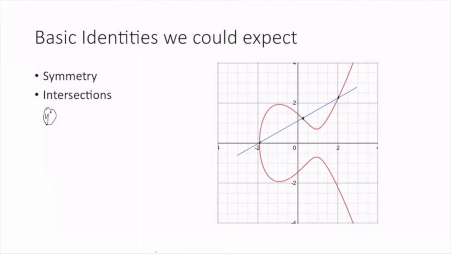The next is the intersection. So if we have a probing line, a random line in this real field, and then we move it to intersect with our curve, we will expect at most 3 intersections between the curve and the probing line that we have, which is the blue line shown here.